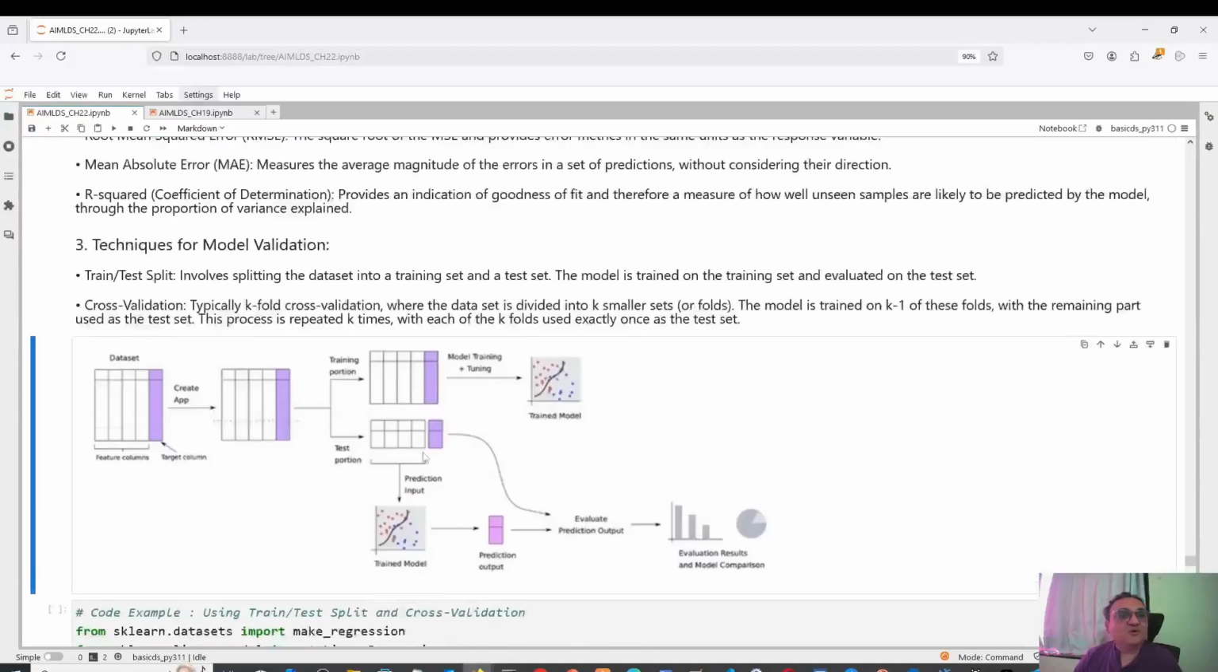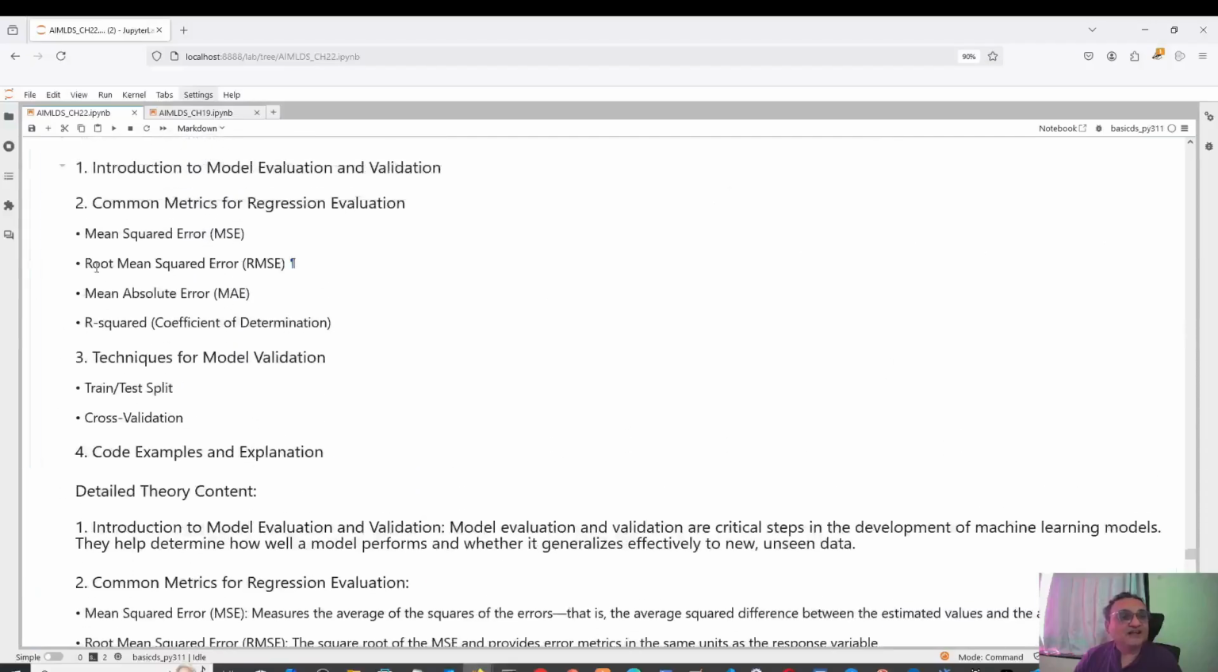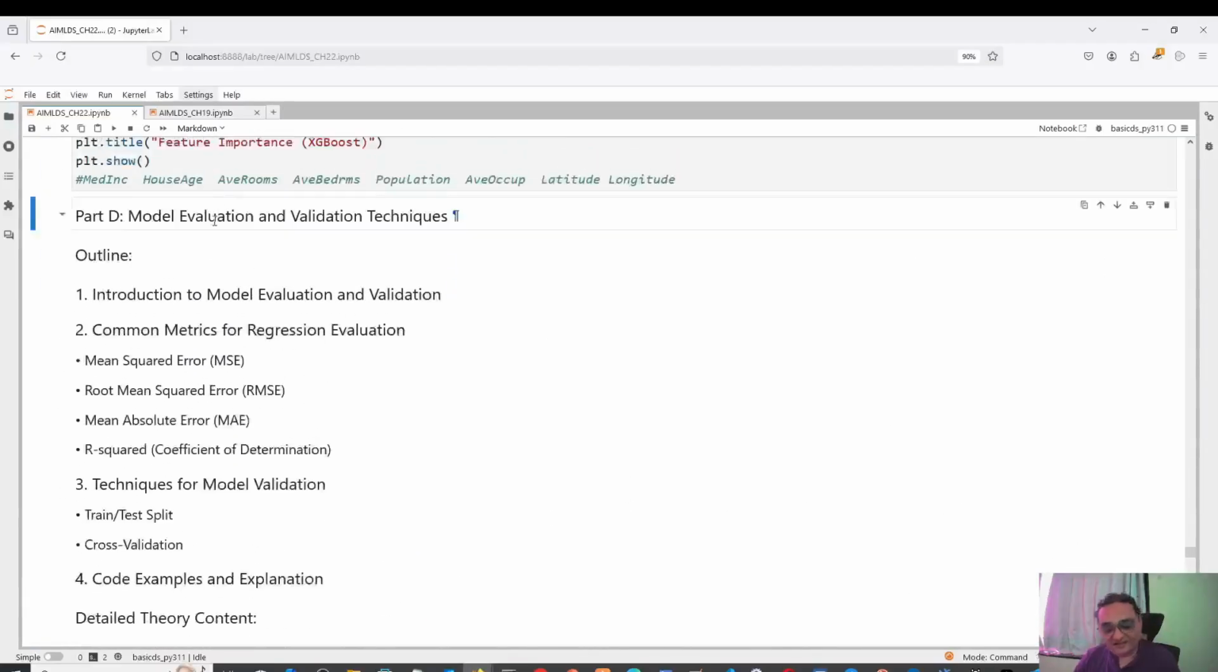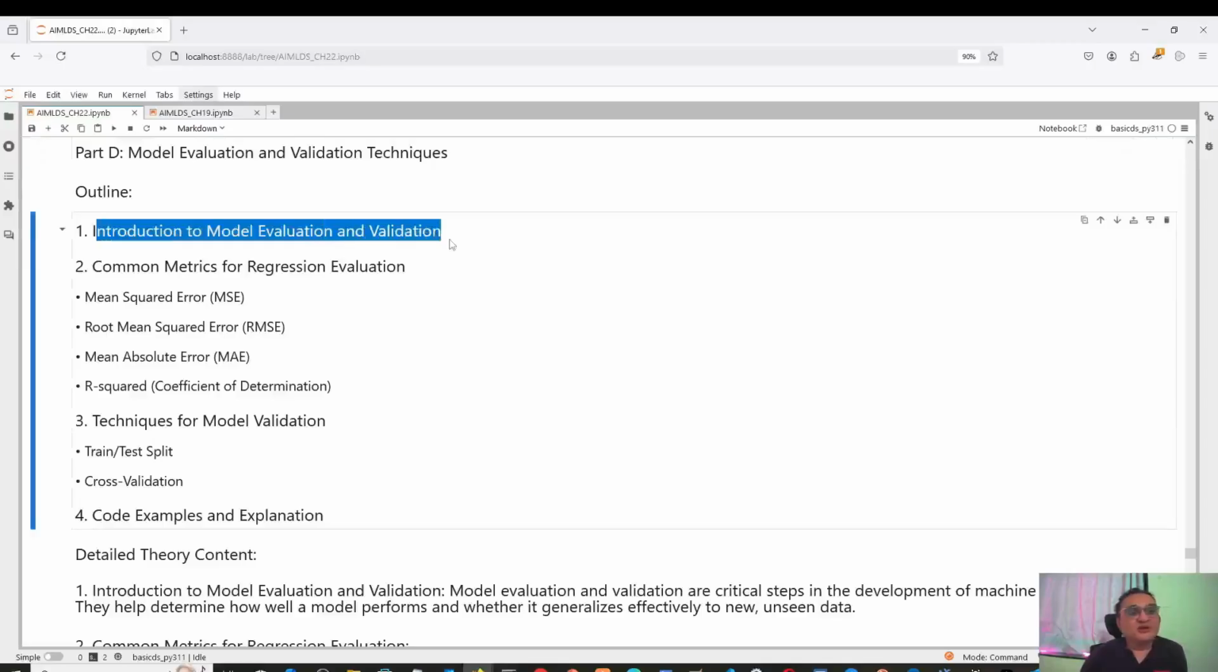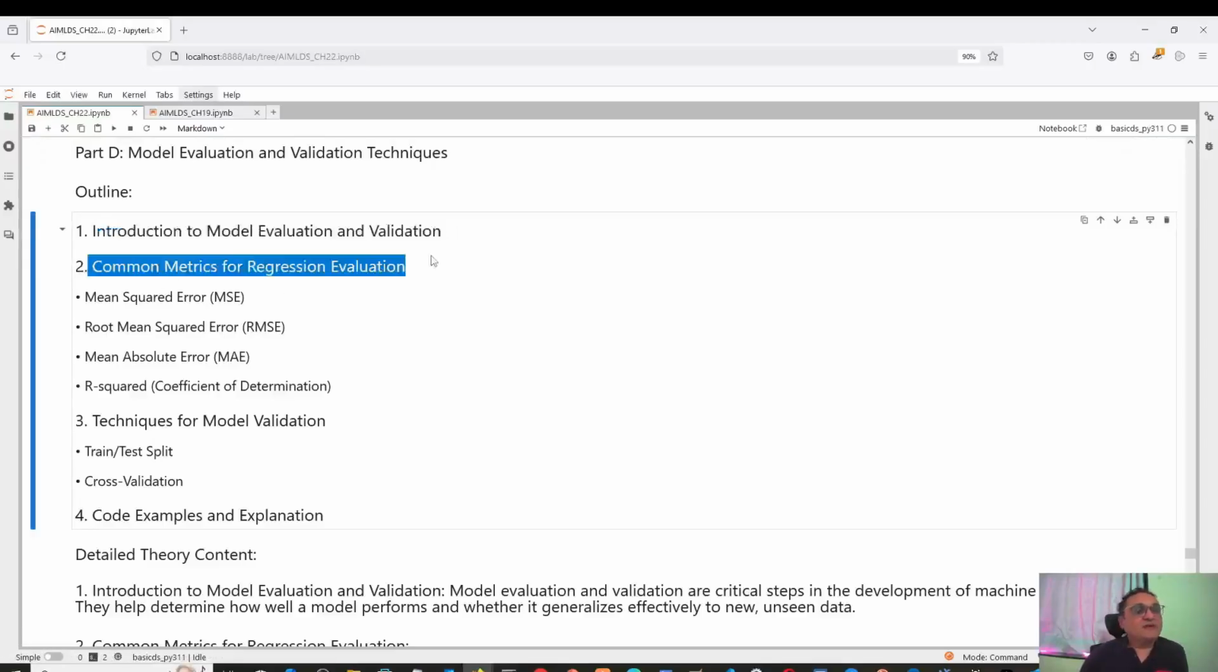Okay. So now we want to learn about the techniques used for model evaluation and validation. I hope that I have made myself clear about what this part is all about. Now this part has these many topics. One, introduction to model evaluation and validation, and common metrics which are used for model evaluation.